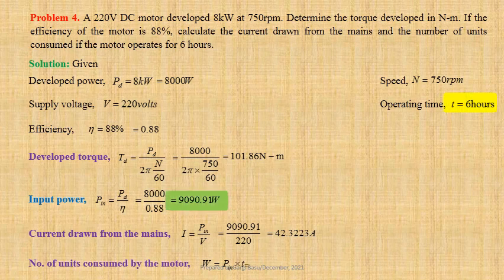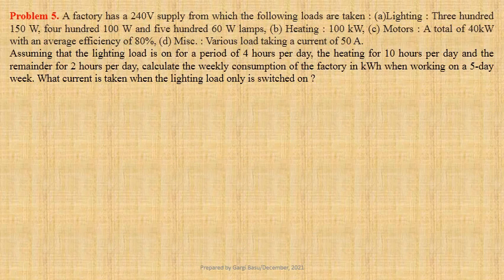Number of units consumed by the motor W equals P into T. Using values we get 9090.91 into 6, that is equal to 54,545.46 watt hour or 54.546 kilowatt hour.